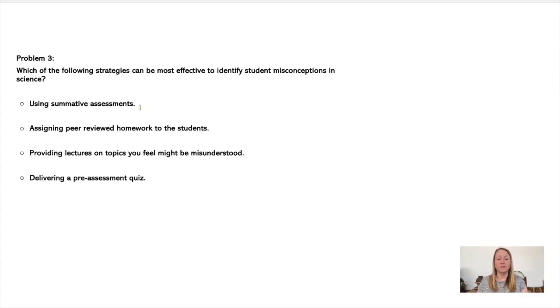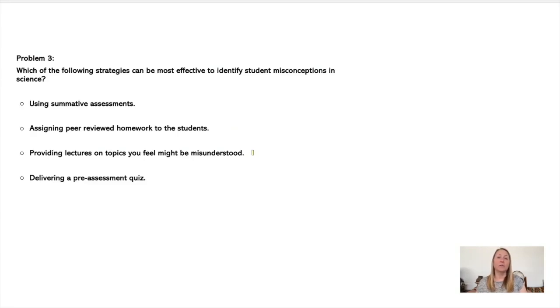Using summative assessments, assigning peer-reviewed homework to the students, providing lectures on topics you feel might be misunderstood, or delivering a pre-assessment quiz. Using summative assessments: these occur at the end of instruction and measure overall learning, but they don't help identify misconceptions before teaching. Assigning peer-reviewed homework: while peer review encourages collaboration, students may reinforce each other's misconceptions rather than correct them.